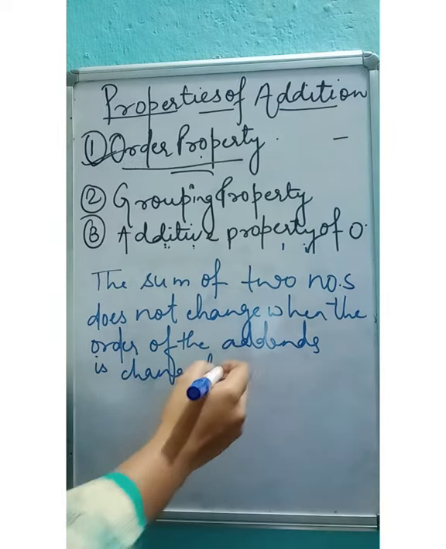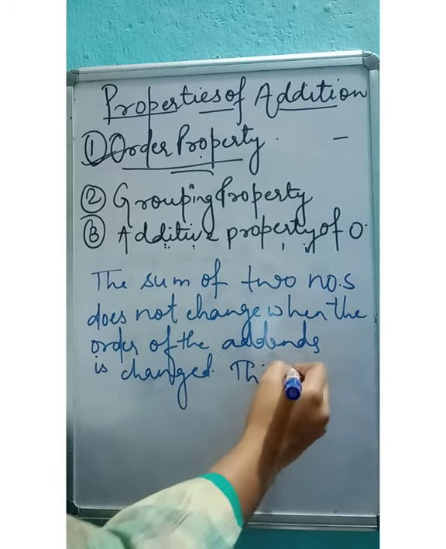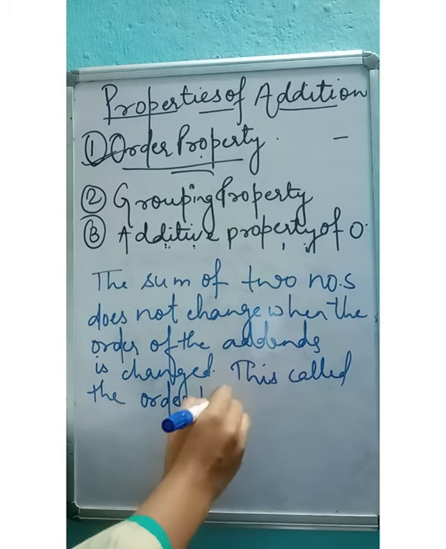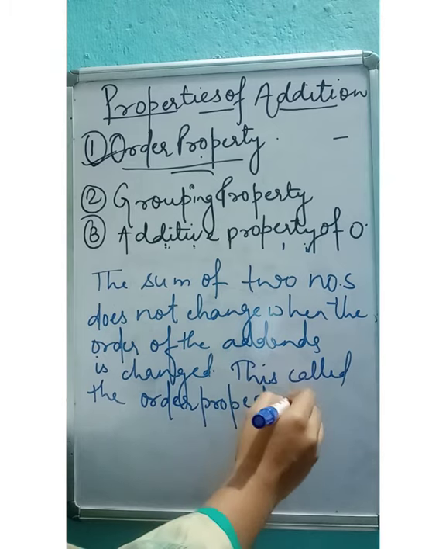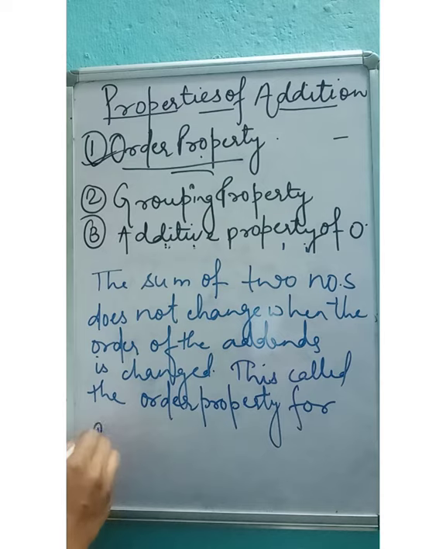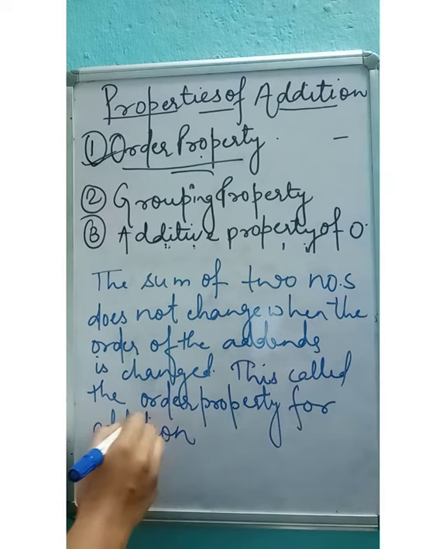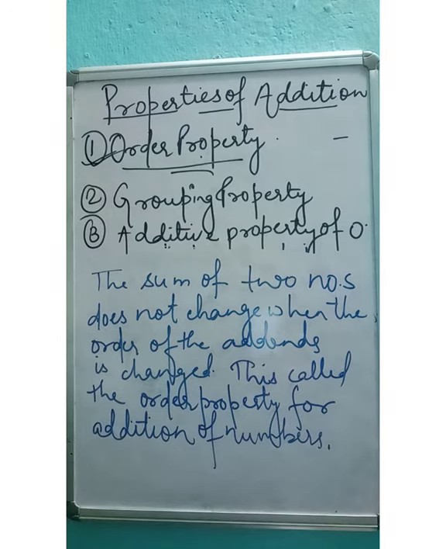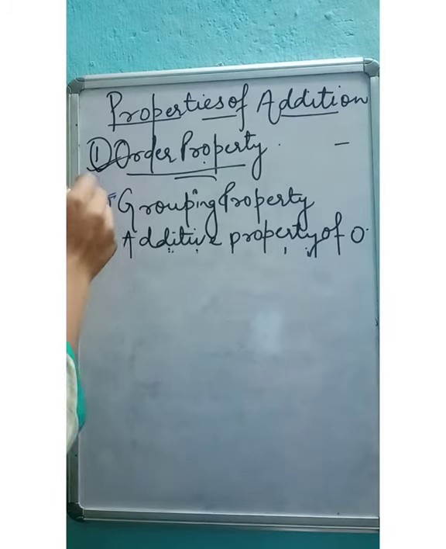What is this called? This is called the order property for addition of numbers. Okay, the sum of two numbers doesn't change. 2 + 3 = 3 + 2. It does not change when the order of the addends, that is 2 or 3, is changed. This is called the order property for addition of numbers. Yes, we have completed this property.